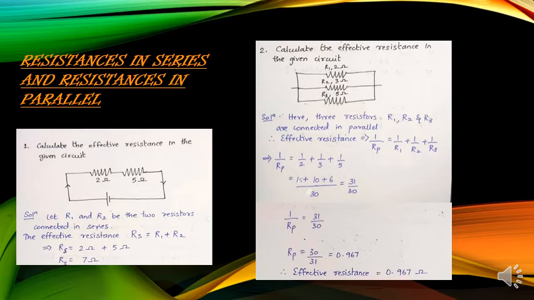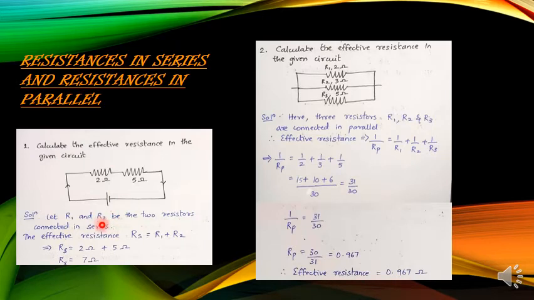Resistances in series and resistances in parallel. The first problem is calculate the effective resistance in the given circuit. Observe the circuit here. How many resistors are there? There are two resistors, isn't it? And they are being connected in series combination. So we shall take the first resistor as R1 and the second resistor as R2.